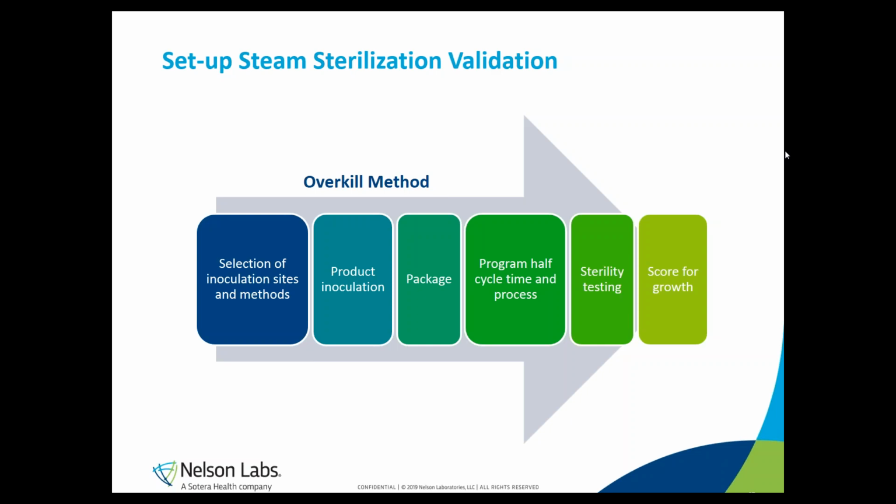The packaged products are placed over the cold spot of the steam sterilizer. That's typically over the drain closest to the door. After the half cycle time and all other relevant parameters are set, the sterilization process is initiated. Following the completion of the half cycle, the product is removed from the autoclave and placed under a laminar airflow to cool down for the safety of the technician.